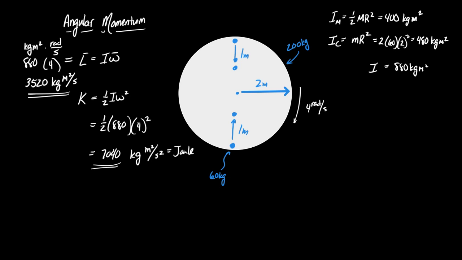By how much would that change the angular momentum? If you're listening to me, you know that the answer is it wouldn't. Right? If they walk towards the center, they are not an external torque. So the angular momentum of the system stays the same. So right now, they walk towards the center, the angular momentum of the system is still 3,520 kilograms meter squared per second.